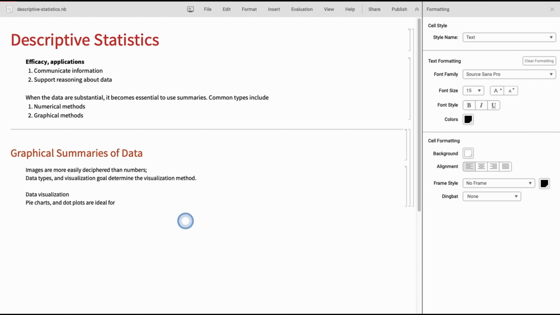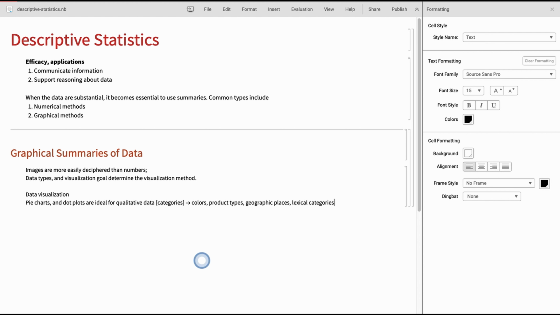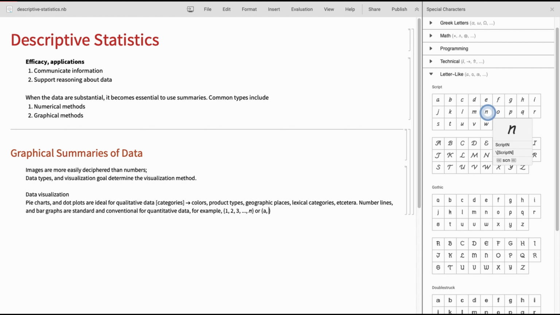So let's talk about data visualization. Obviously, we have pie charts and dot plots that are ideal for qualitative data, when we're trying to plot categories such as colors or product types, geographic places, lexical categories, and so on. Regular number lines and bar graphs are standard and conventional for quantitative data, for example positive integers or the letters of the alphabet. This is because ordering and distance between numbers convey important information.